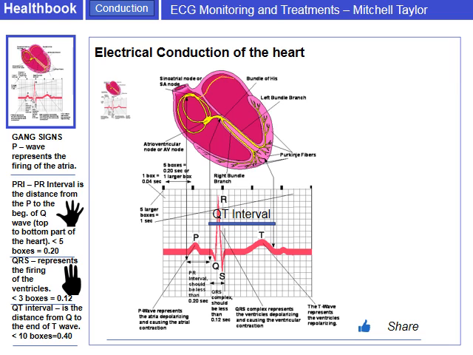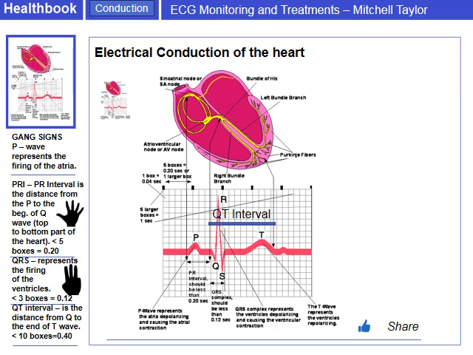And so if it goes 5 boxes, then we're starting to get a little worried that the distance from the SA node to the AV node is being prolonged with something. Something bad's happened, patient's had a heart attack, some disruption, electrolytes are off, something's going on, but it's prolonging that PR interval. So we always will measure the PR interval, beginning of the P wave to the beginning of the QRS complex. We see our QRS complex, the first wave that goes down is the Q wave.